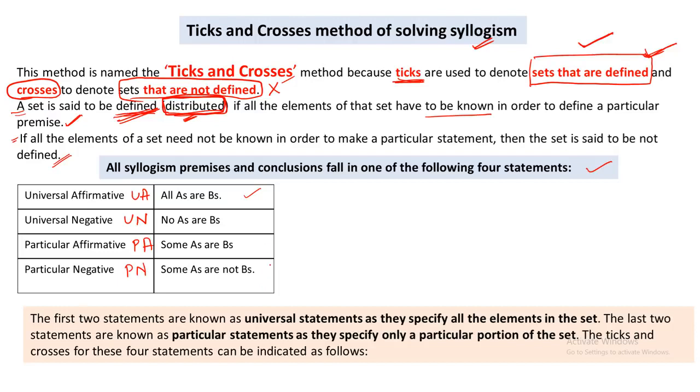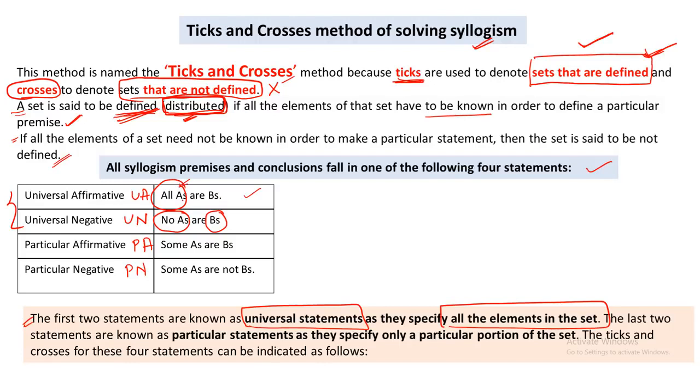Let's understand the concept first. If you read these statements, the first two statements are known as universal statements. Why are they known as universal statements? As they specify all the elements in the set. Because if you look into the first two statements, we know about all the elements: all A's are B's, and no A's are B's. If we say that no A's are B's, it means that we know all the elements of A's and all the elements of B's, then only we are making a statement that no A's are B's.